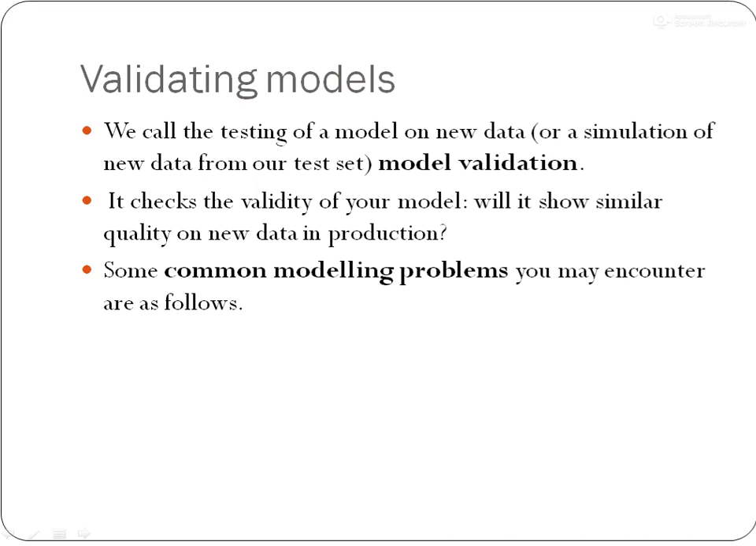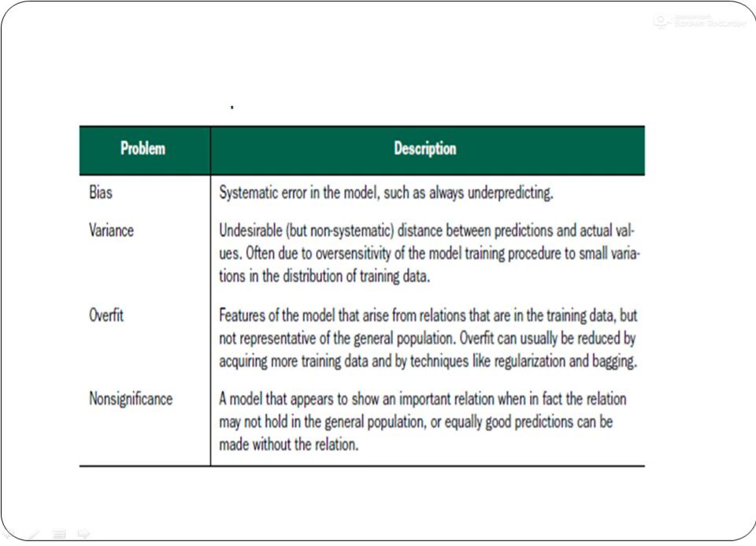While we are validating our model, some problems can be encountered. The common problems encountered are bias. Bias is a systematic error in the model which can appear while we are testing the model, and it is an under-predicting error.